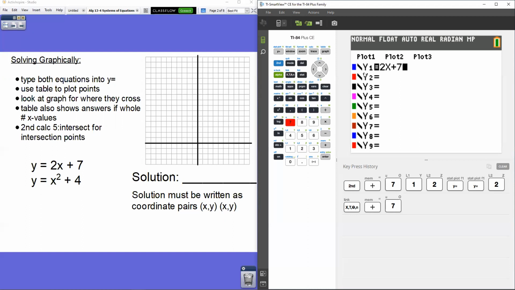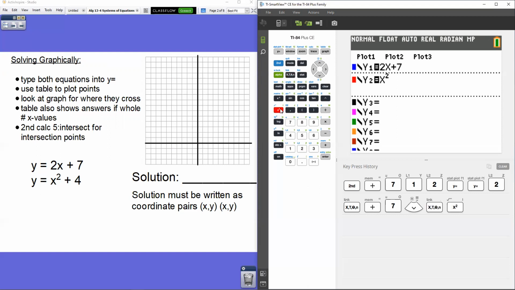I know it's been a while since we graphed anything. Remember, the x button is up next to the alpha button, next to that green button. And then we want to tab down and graph the other equation right away as well. So we want to type in x squared plus 4. So those are our two equations. We want to use the table feature to plot the points.